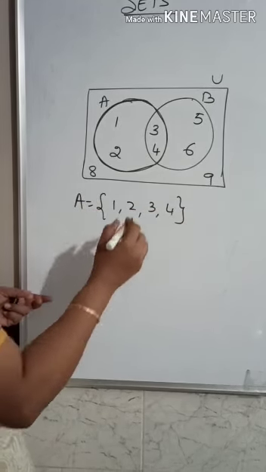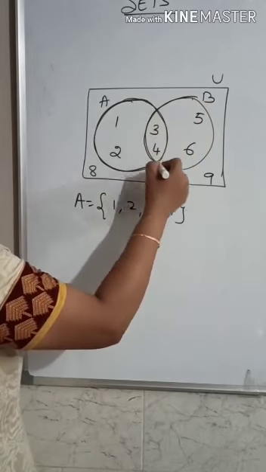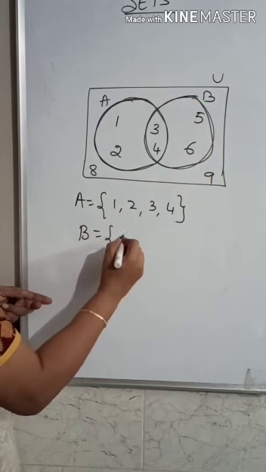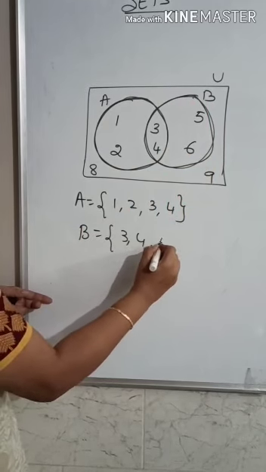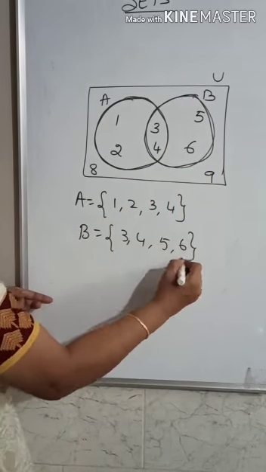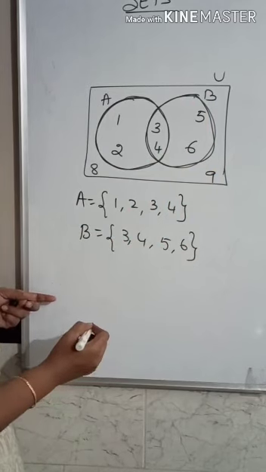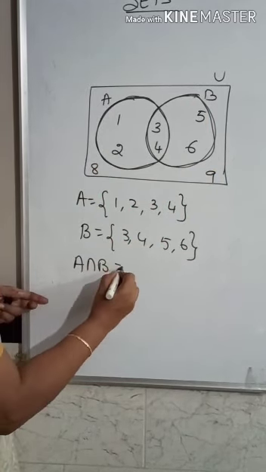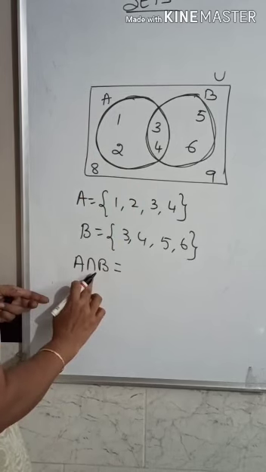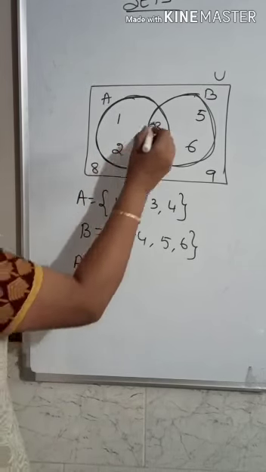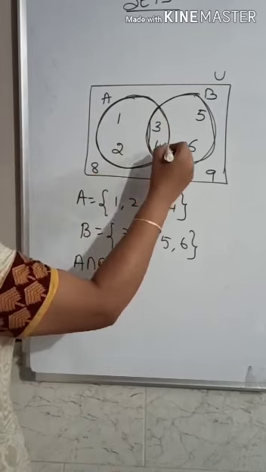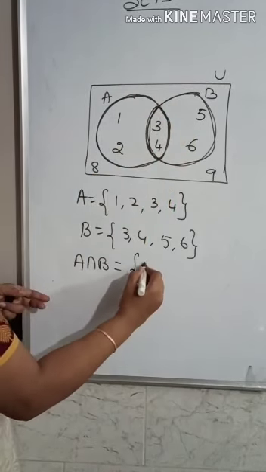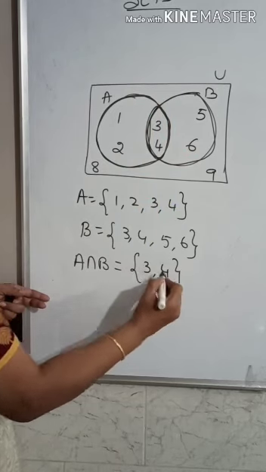Now the elements in set B is represented by this circle. So you get set B is equal to 3, 4, 5, 6. Now to find out the intersection of A and B, that is to find out A intersection B, intersection is nothing but the element that is present in both the sets. So this represents the intersection, the center portion represents the intersection of the sets, which is given by 3, 4.